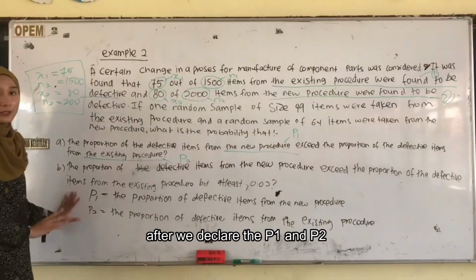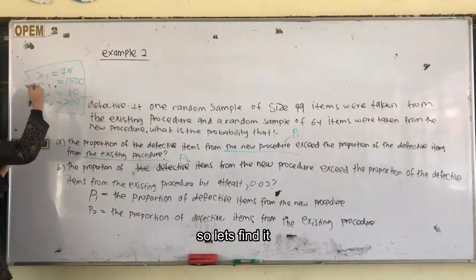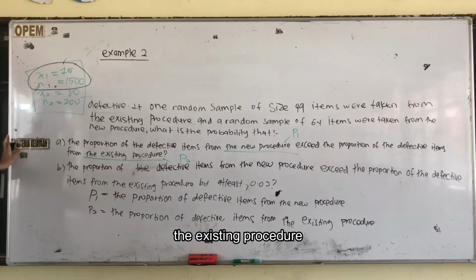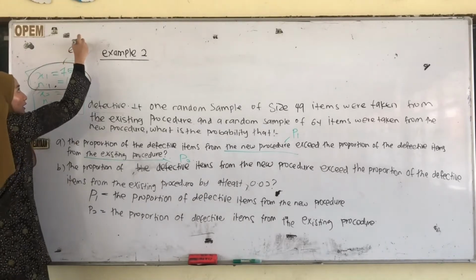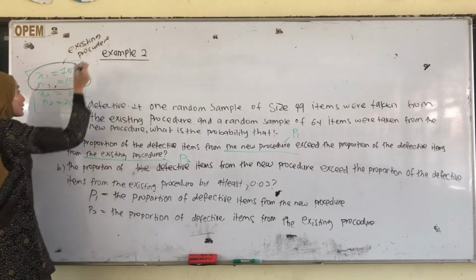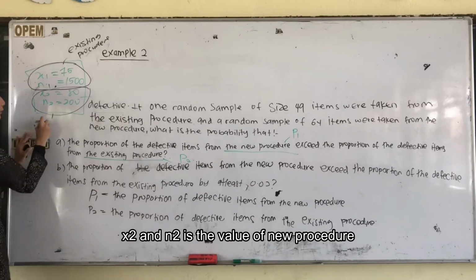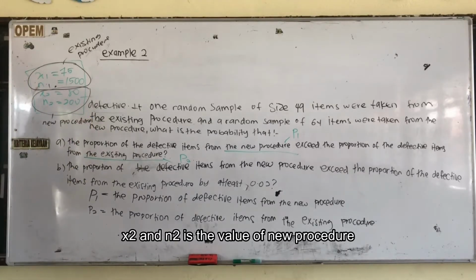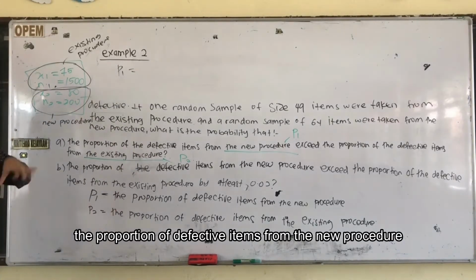Okay, after we declare P1 and P2, we can find the value of P1, P2, N1 and N2. So let's find it. N1, this is the value from the existing procedure. So this is existing procedure, and the S2 and N2 is the new procedure. Okay, so that we need to find the P1. P1 is the proportion of defective item for the new procedure.